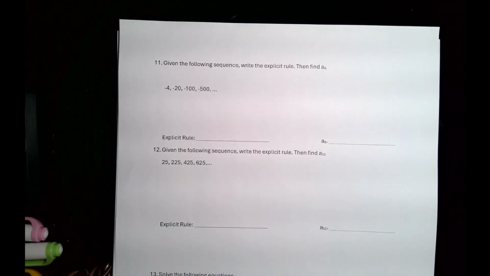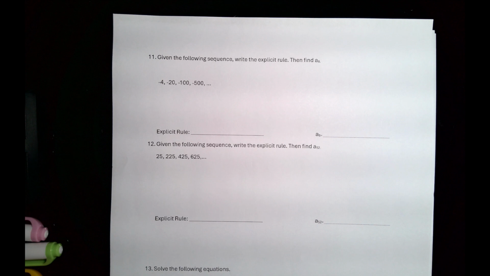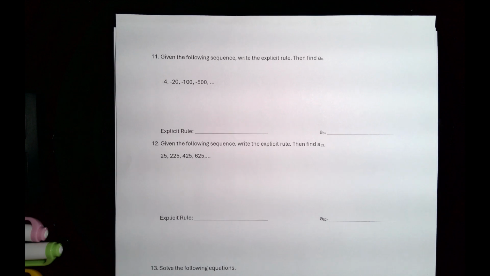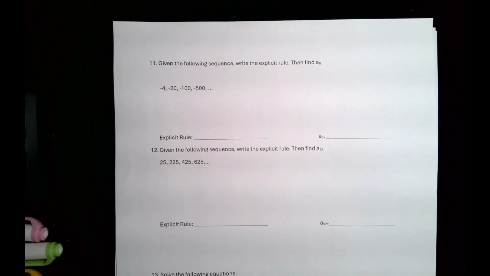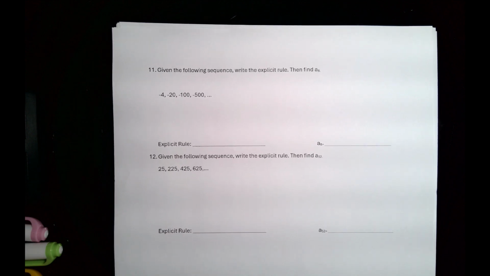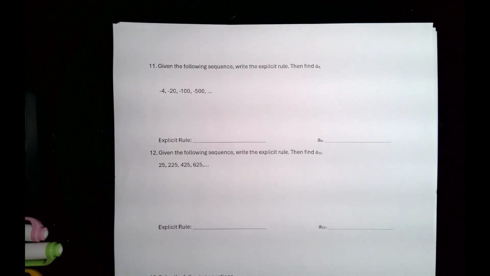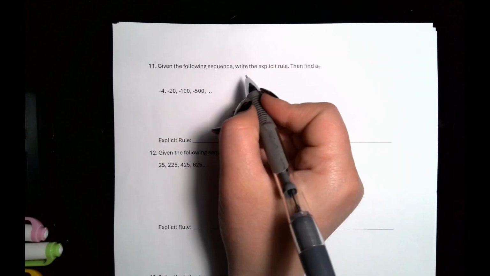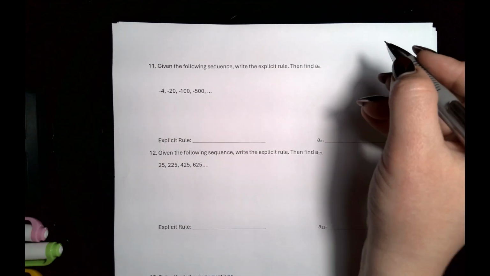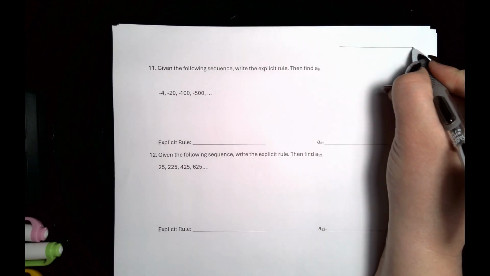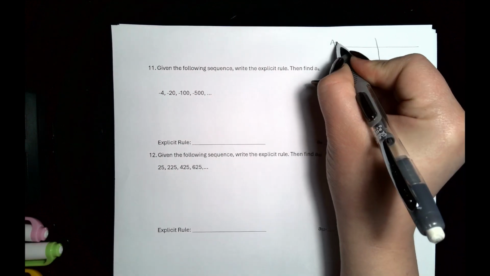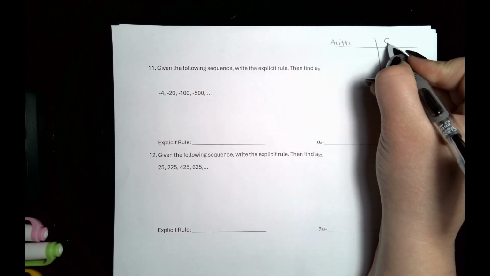Question 11. Given the following sequence, write the explicit rule, then find a sub 8. So we don't know what type of sequence this is, so we have to first determine, is this arithmetic or geometric? Now, you can do the table if you'd like, or you can look at the pattern and see what the pattern is. For me, I'm going to do the quick little table. I'll do the table up here. Here's my arithmetic. Here's my geometric.